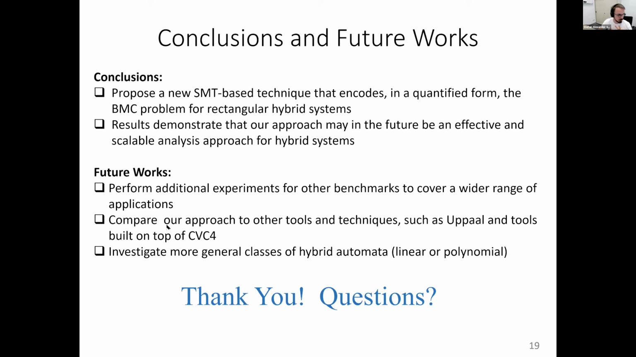I have one question. Yeah, please go ahead. Okay, so you say you're going to investigate more general classes of hybrid automata, like linear or polynomial. So what are the harder things you need to show?